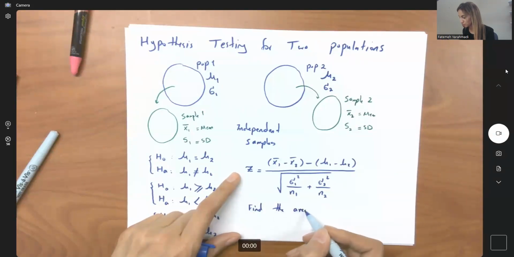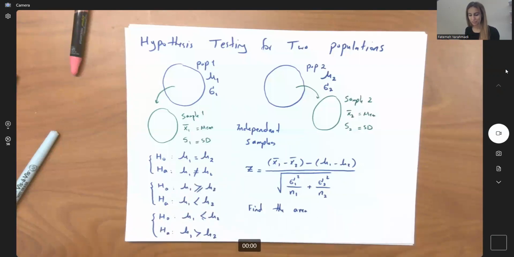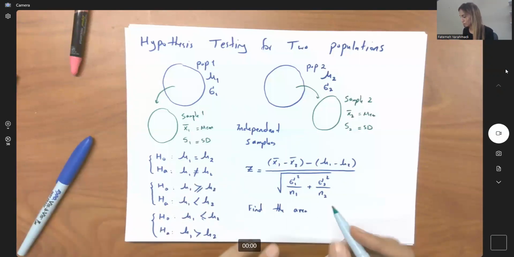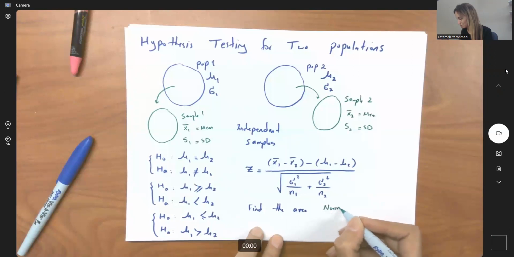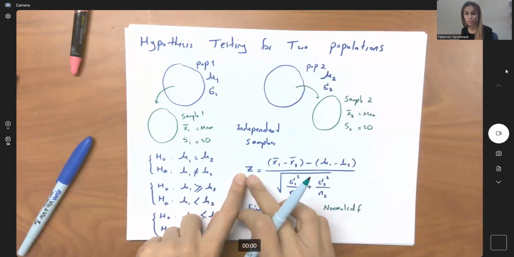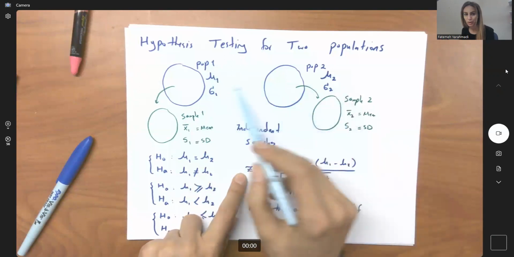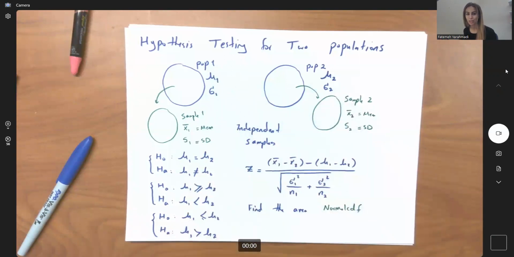After finding z, as we did before, we're going to find the area. To find the area, you can use normal CDF. We practiced a lot. Again, when do we use normal CDF? When we have z. When do we use z? When we have the standard deviation of population. Sigma is given to us.